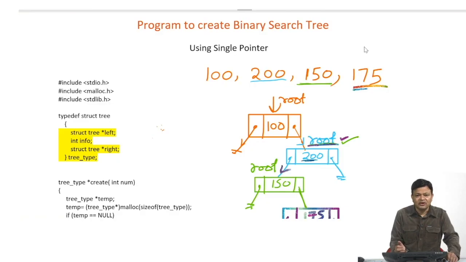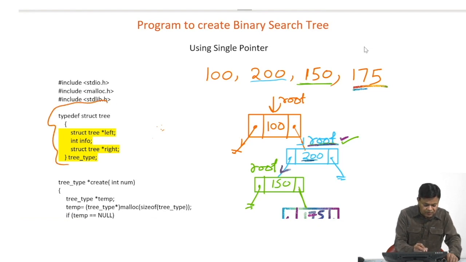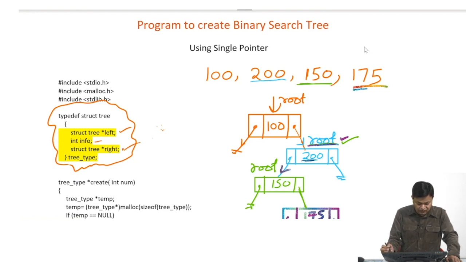Now, since every node of a binary search tree has 3 fields, 2 address fields and 1 data field, what we have done is defined a tree type. So, this tree type has 3 fields. First one is the left field, which is an address field. Second one is info, and third one is right, which is again an address field. So, there are 2 address fields and 1 data field in tree type.